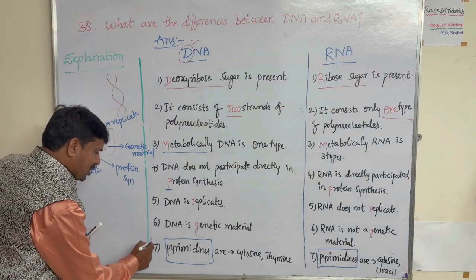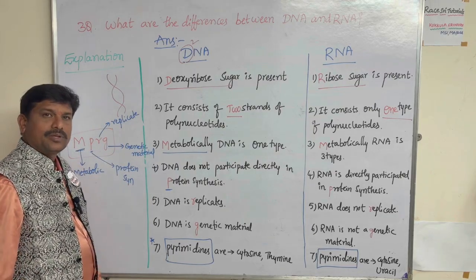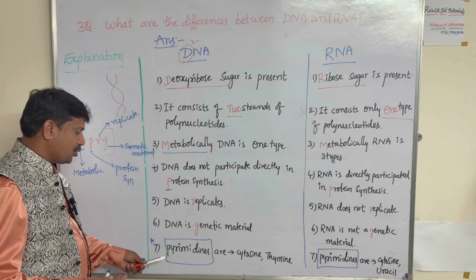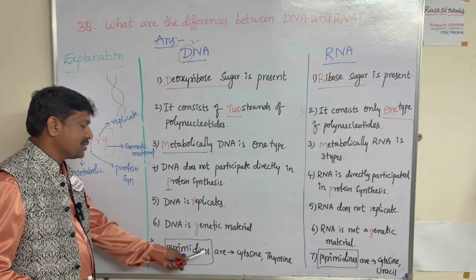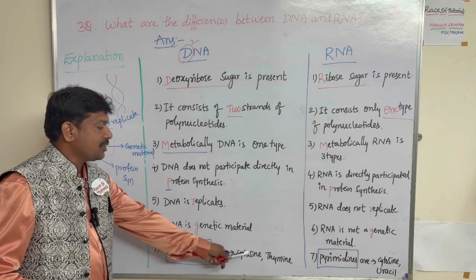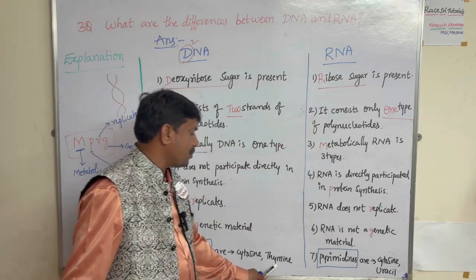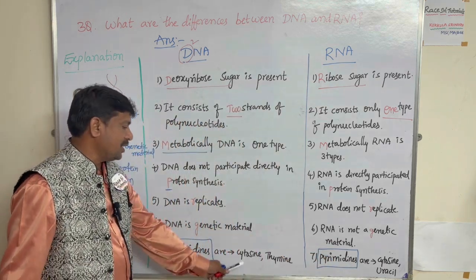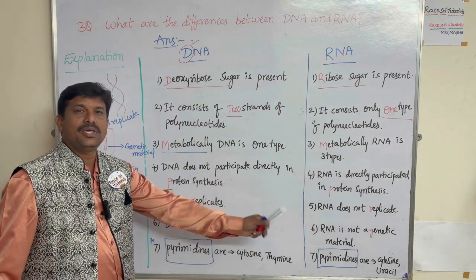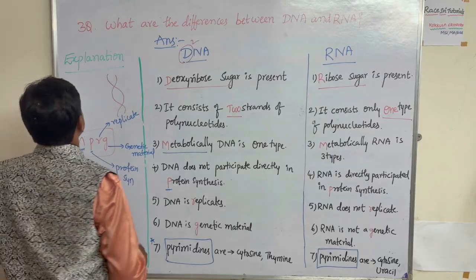Sir, I'm going to read one more extra point, though just 6 points is enough for you. If you have interest and enthusiasm, read it, as it is important at NEET level. What are the pyrimidines? Cytosine and thymine in DNA. But what about RNA? Thymine is absent, and in its place uracil is there. So CT in DNA, CU in RNA. That's the answer.